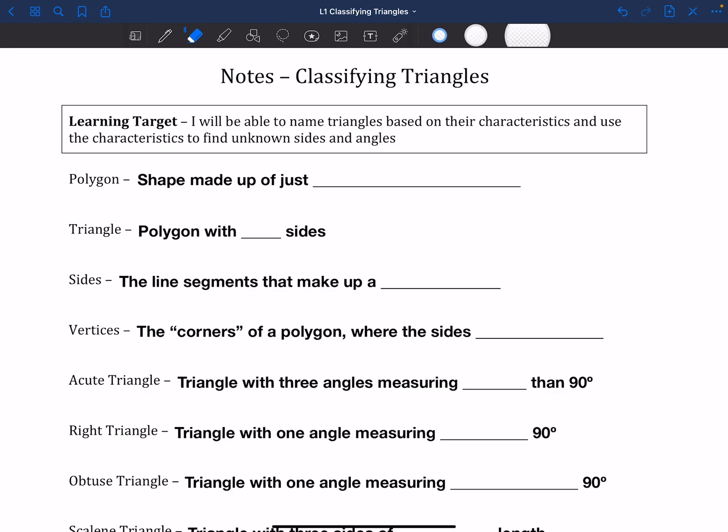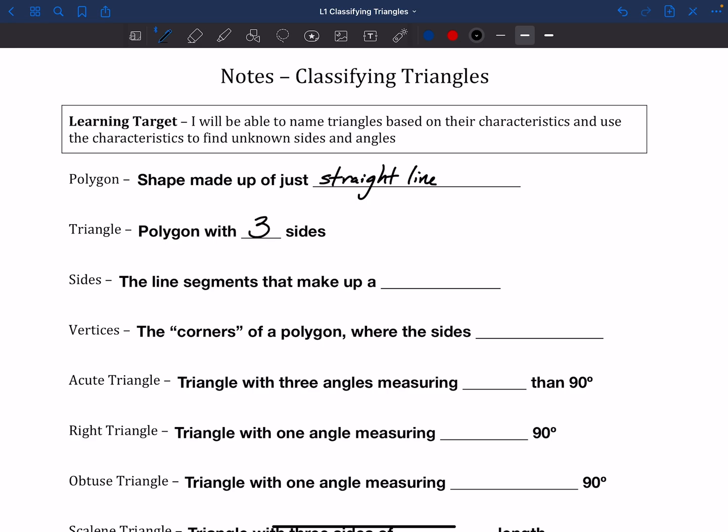A polygon is really just a shape, but specifically it's a shape made up of just straight lines. So a circle is not a type of polygon. If I had a kind of half pizza shape, that is not a polygon because it has that curved side. A triangle is specifically just a polygon with, you probably guessed it, 3 sides. You need to have 3 straight lines that make up a triangle.